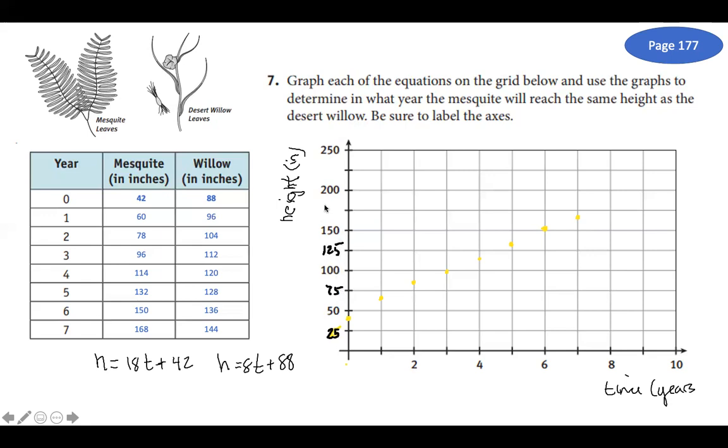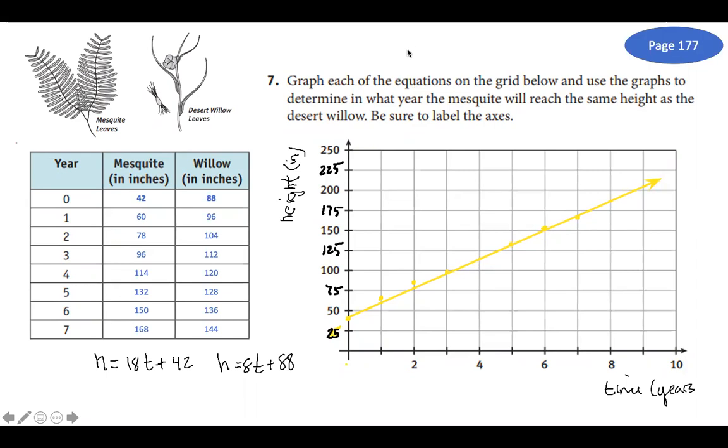125, 175, and 225. Okay, so let's draw our yellow line. I'm only going to have one arrow because this can't go negative. So we're going to go that way and it should keep on growing. So that's our mesquite tree.